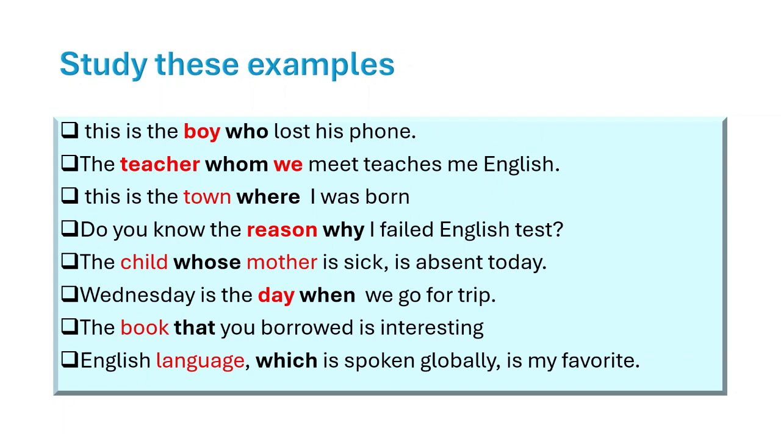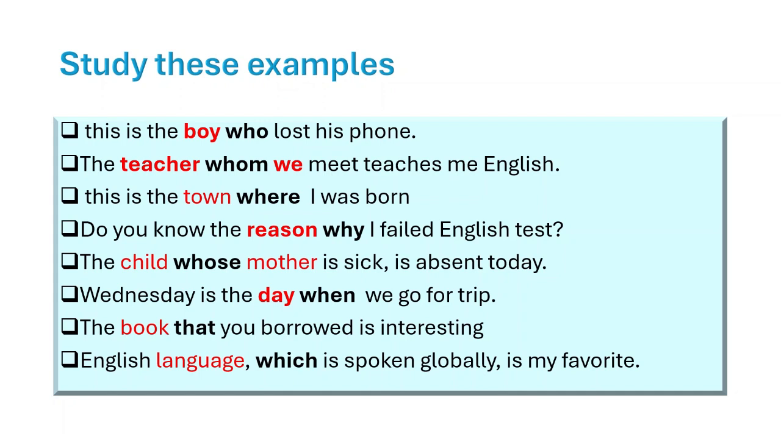The second sentence: the teacher whom we met teaches me English. That whom refers to the teacher and it acts as the object of the verb to meet. It means that we meet who? The teacher. So whom reflects the object of the verb to meet, the teacher.